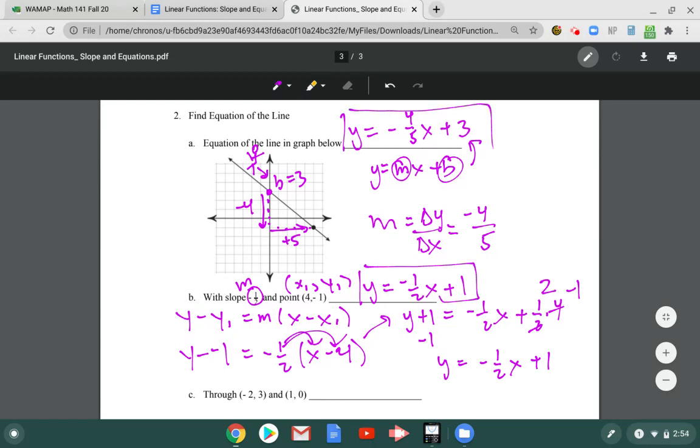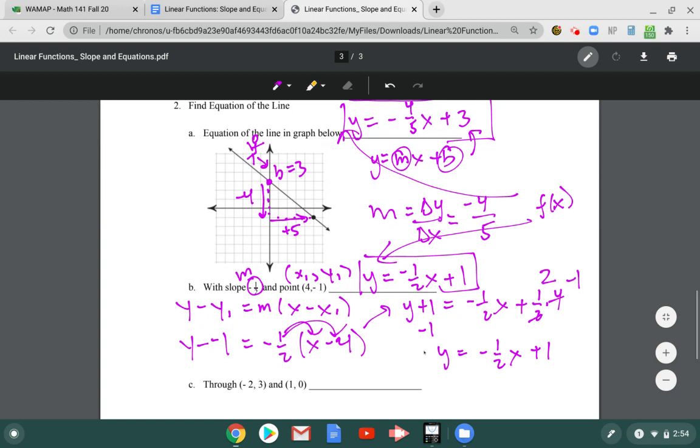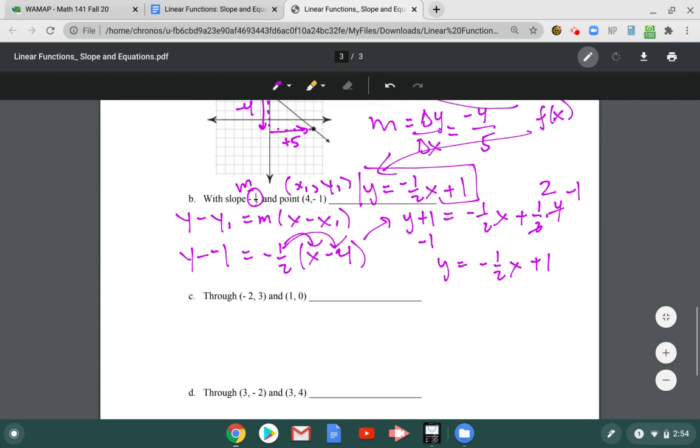In each of these, you can replace that y with an f of x. So just know that those are interchangeable. You can express that either with a y or with an f of x. Okay, the next one. Through negative 2, 3, and 1, 0.